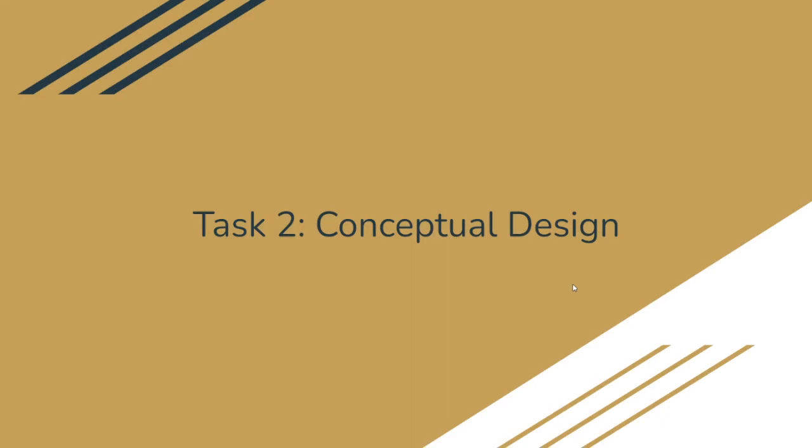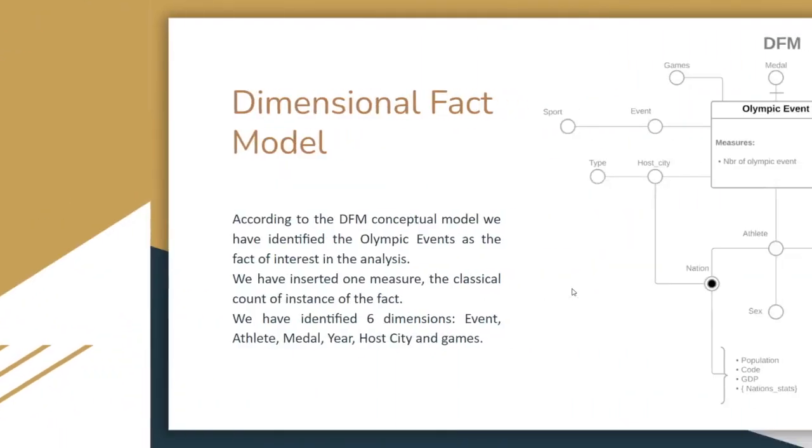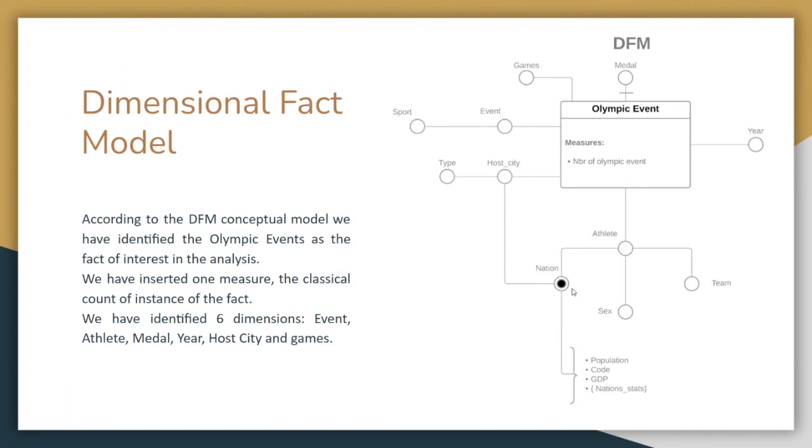So the second part was about conceptual design. We have made a dimensional fact model, which consists of the fact Olympic event and 6 dimensions, which answer specific questions about the fact, which are year, event, host city, athlete, games and medal. So games and medal we have considered as degenerate dimensions.